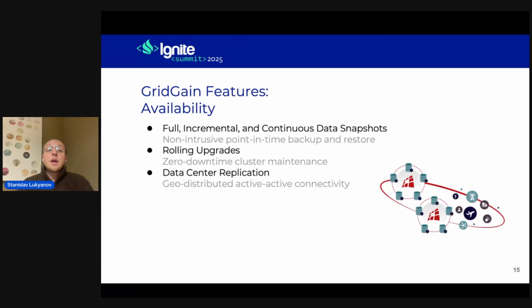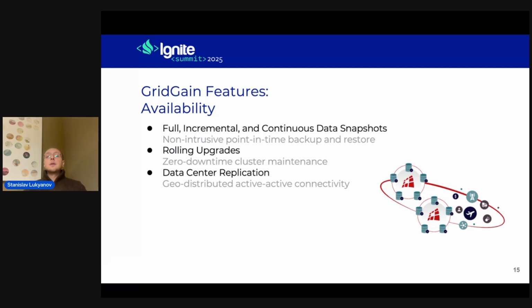Next, let's talk about availability features. Availability is a big topic, and GridGain has a number of features that serve different purposes, whether it's zero downtime maintenance, whether it's data safety and reducing the RPO or recovery point objective. In other words, making sure that you don't lose data in case of a disaster or an incident, or that you can minimize the amount of the data lost.